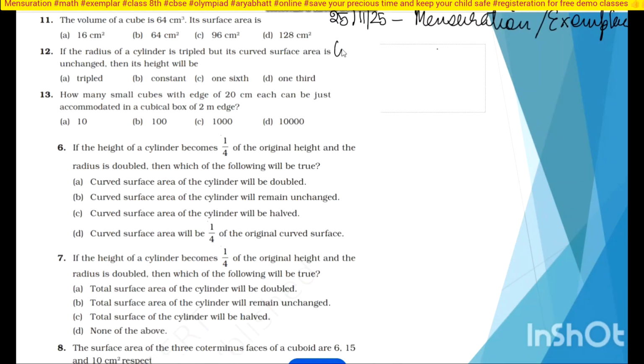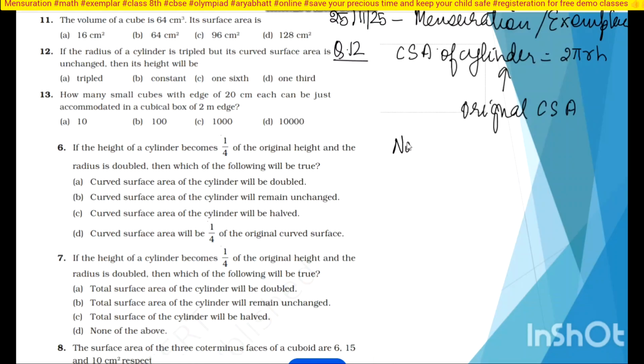So question number 12, we know the curved surface area of a cylinder is 2 pi rh. Now the radius is tripled, and after tripling the radius there is no change in the curved surface area, so we have to find out the height. Now how can I see that?